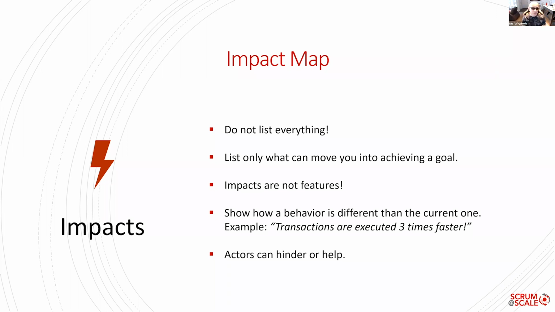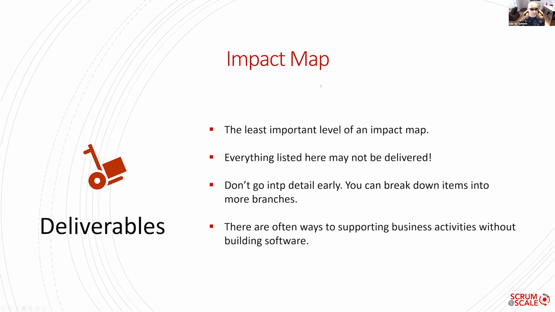It's also common in the impacts to list actors that can hinder or help. There are always people who can help you, and there are always people who create trouble for you. So it's always good to have that in mind when you list impacts. Then, obviously, the deliverables, which is actually the least important part, because you are more concerned with figuring out what the goal is, who the actors are, and what the impacts are. But eventually you have to come to the deliverables, if that path is what they want to follow.